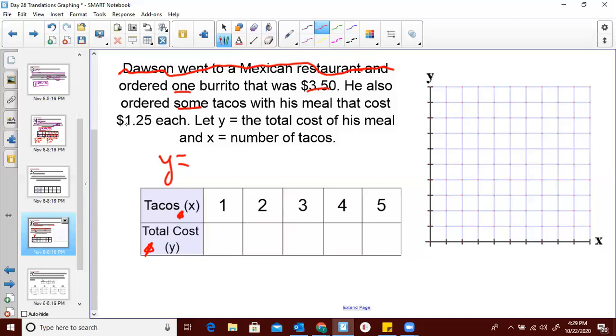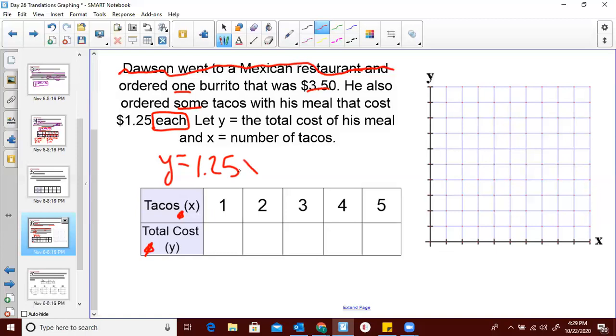We know that the tacos cost $1.25 each. So that's our key word. All right. So I'm gonna have 1.25 each. And it says here, X is the number of tacos, some tacos. Even here it tells us X is going to be tacos, and it gives us a value for tacos to help solve for Y.